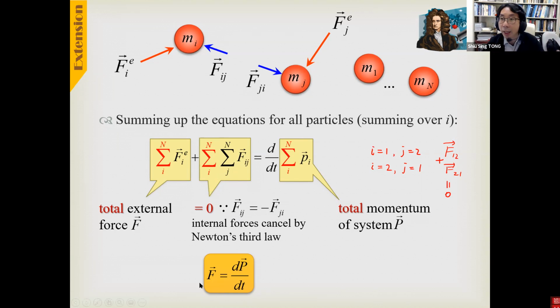And so eventually I would have Newton's second law for a system of particles: the total net force acting on the system is equal to the rate of change of the total momentum of the system. Okay, so that is the formal way to derive the equation.